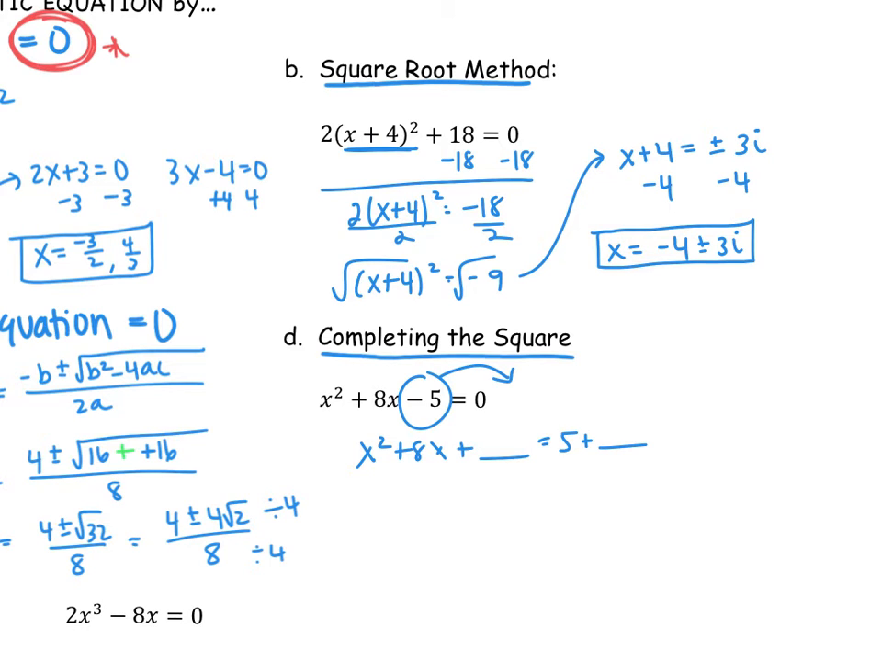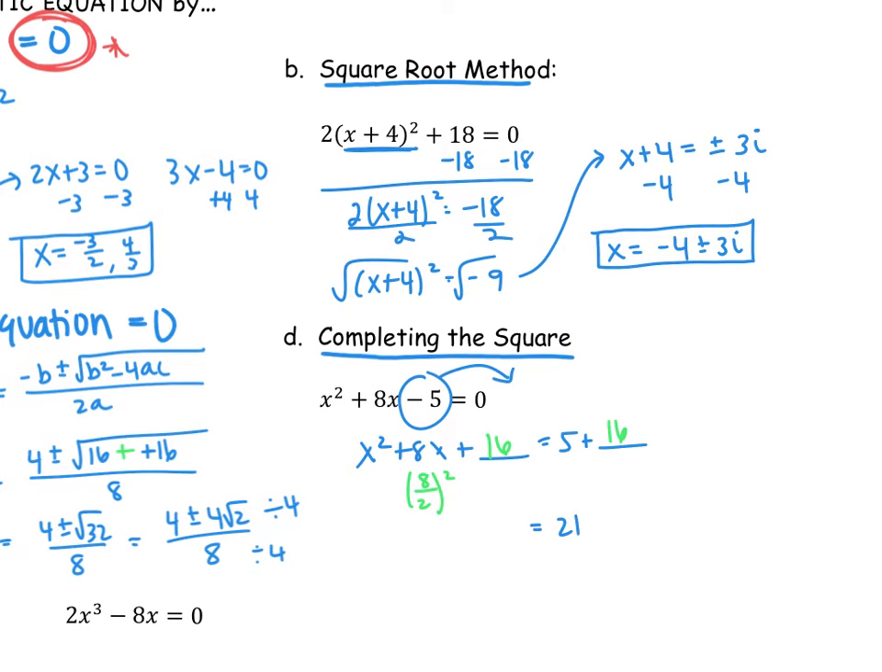Okay, in order to complete the square, what you're going to do is you're going to take that b term, you're going to divide it by 2, and you're going to square it. So 8 divided by 2 is 4. 4 squared is 16. So 16 is what we add to both sides. Okay, now on the right side we get 21.